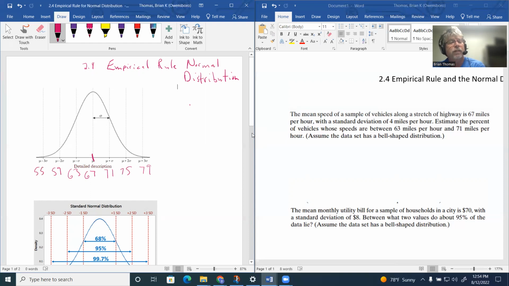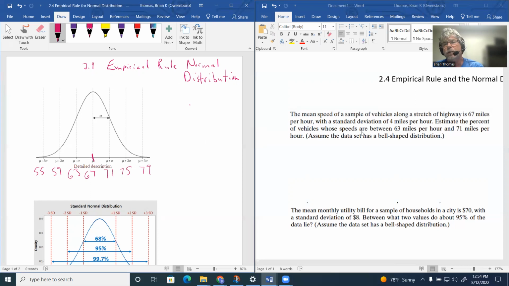If I double check my math, 55 plus 4 is 59. 59 plus 4 is 63, 67, 71, 75, 79. So I don't do a whole lot of math myself without a calculator. Adding's not as big a deal, but subtraction sometimes can mess with me.